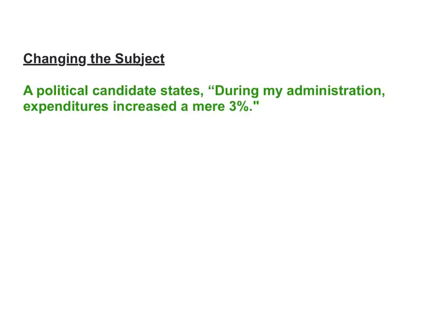So, for example, here might be a claim that a politician makes. During my administration, expenditures increased a mere 3%. What word is key here? Mere. What are they trying to get you to think? It's like, it's only 3%. Like, it hardly went up at all. No big deal. It's just a mere 3%. 3% of what? Well, we don't know. That's the thing. 3% of what?